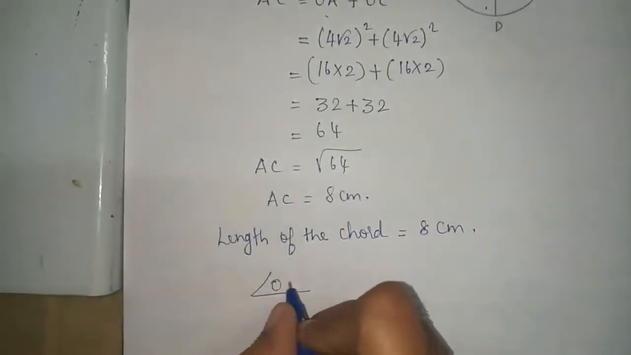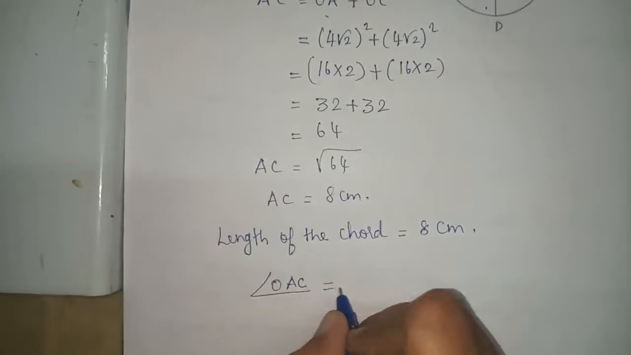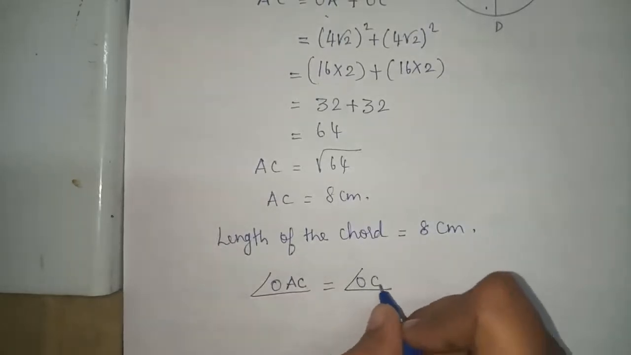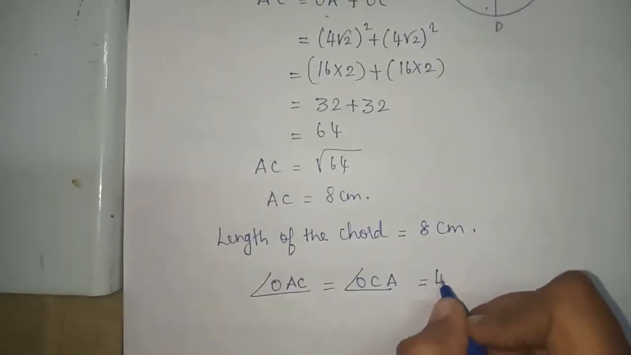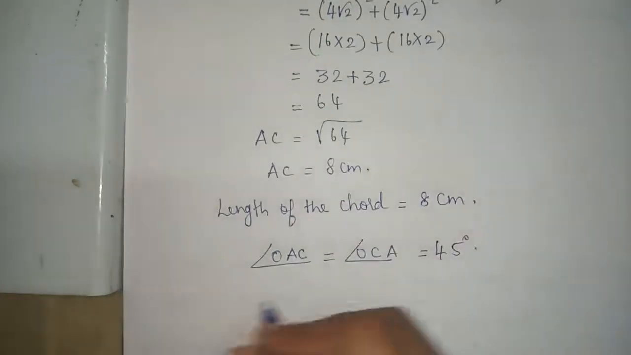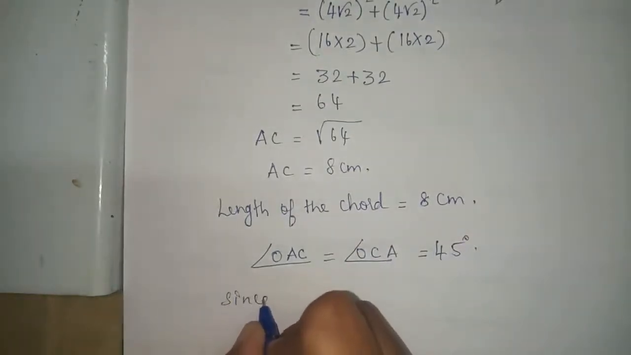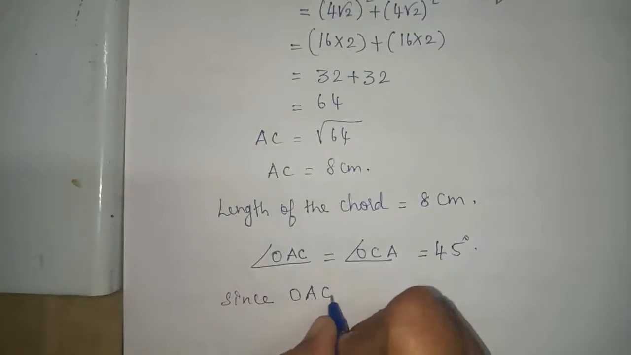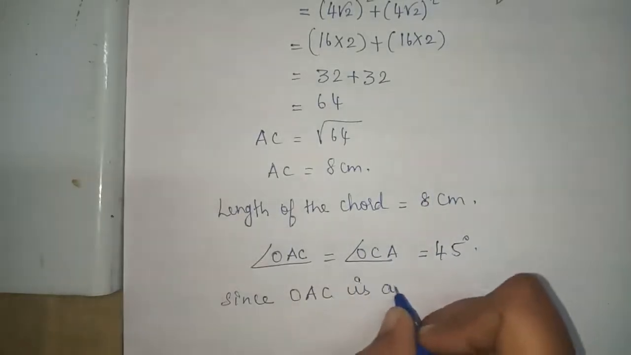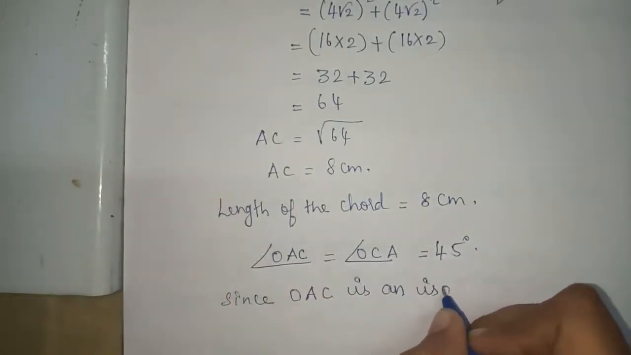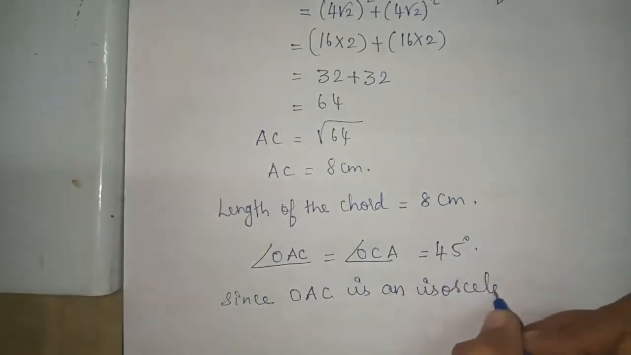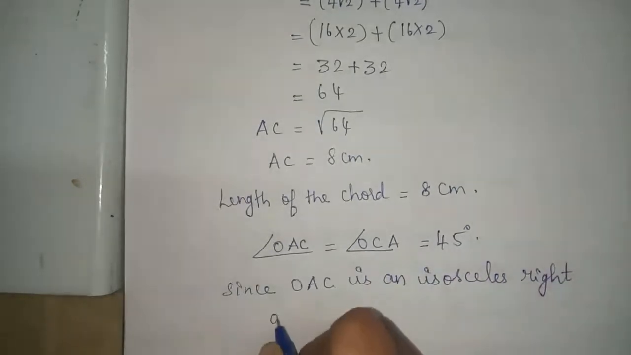Then angle OAC is equal to angle OCA is equal to 45 degree, since the reason is OAC is an isosceles right angle triangle.